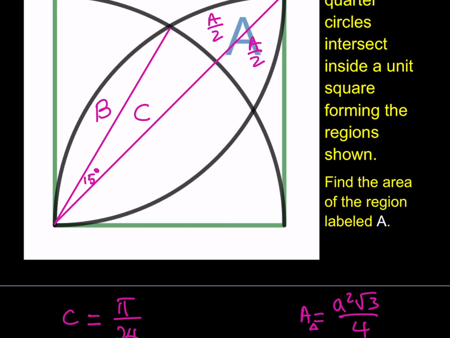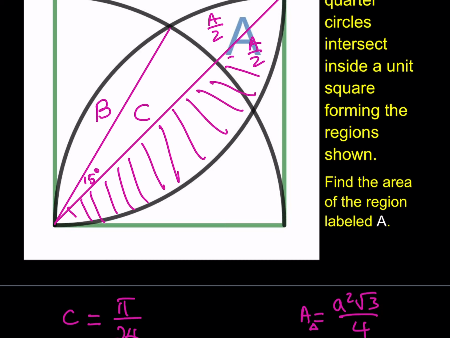So how do you put it all together? Well, if you consider the sum of B, C, and A over 2, you're going to find something interesting, right? You're going to find this bumpy shape. Let me shade this part so that we don't get confused. But this part is basically going to give you what? B plus C plus A over 2.